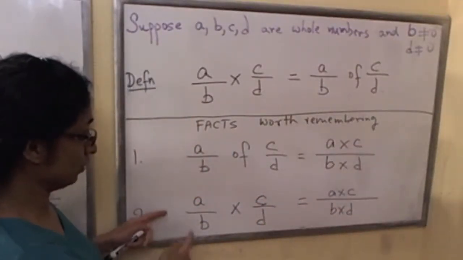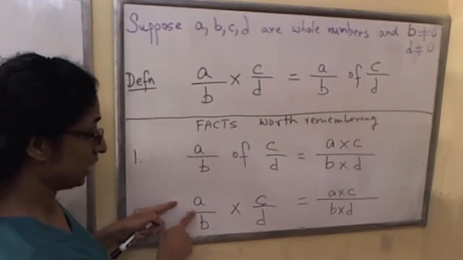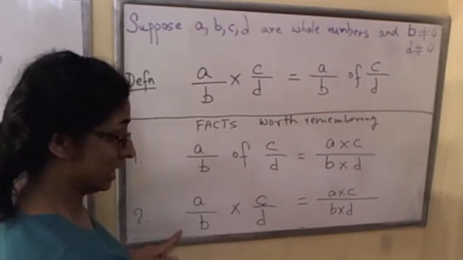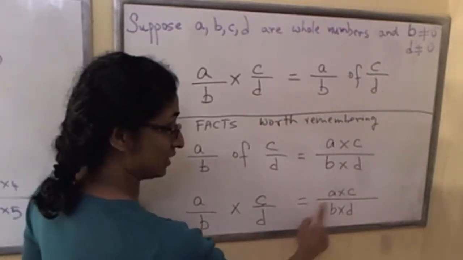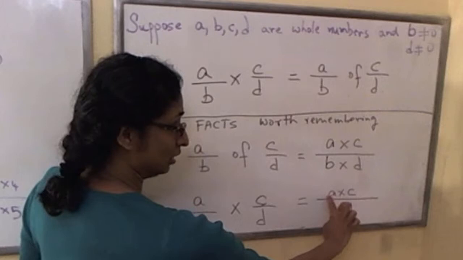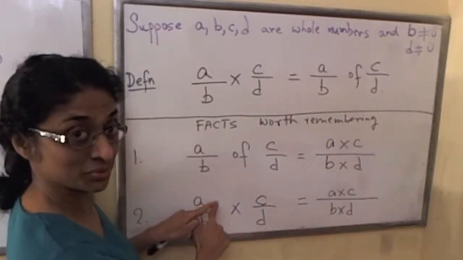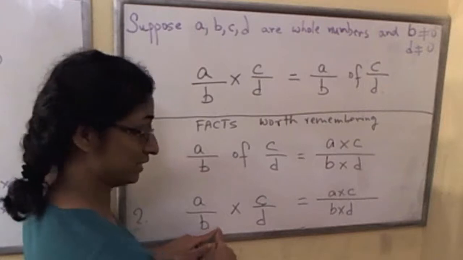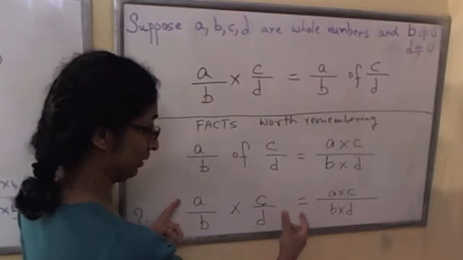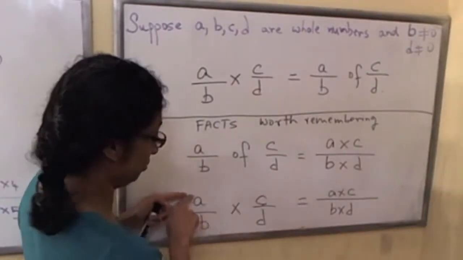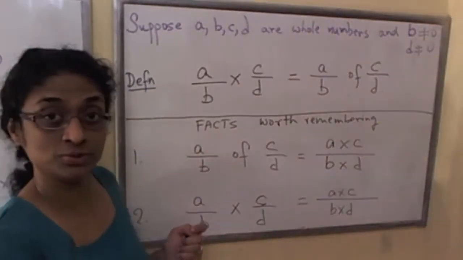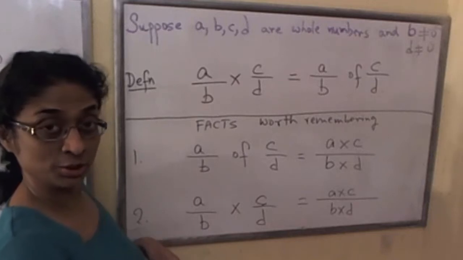Now let's look at fact number 2. a over b times c over d. Well, we just said that is the same as this, and so naturally this would be exactly the same as this fraction. So a over b times c over d is another fraction whose numerator is a times c, whose denominator is b times d. This is sometimes remembered as: to multiply 2 fractions, we multiply straight across. The numerators are multiplied across and the denominators are multiplied across.